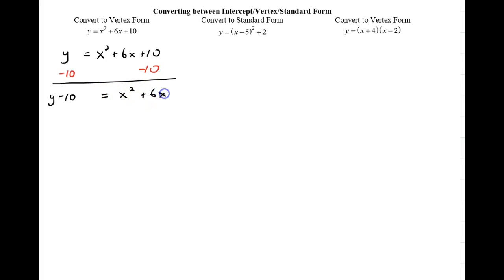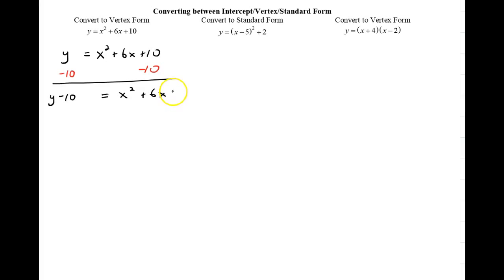Alright, so to convert this into vertex form, what we're going to do is we're going to complete the square on this. And so to complete the square, we're going to get rid of the 10. So I'm just going to move the 10 to the other side. So I'm going to minus 10. And so on the left side, it's just y minus 10 equals x squared plus 6x.